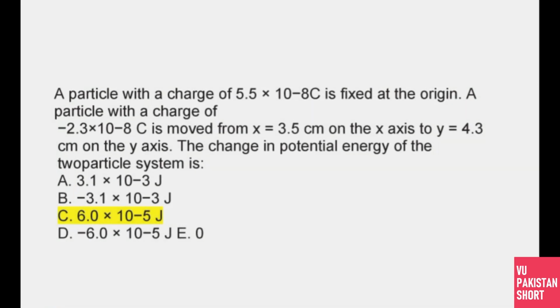और इसी तरीके से particle with a charge of 5.5 × 10^-8 C is fixed at the origin. A particle with a charge of -2.3 × 10^-8 C is placed at x = 3.5 cm on the x-axis and y = 4.3 cm on the y-axis. The change in potential energy of the two particles कितनी होगी, वो होगी 6.0 × 10^-5 जूल्स की एनर्जी जो है वो प्रोड्यूस होगी.